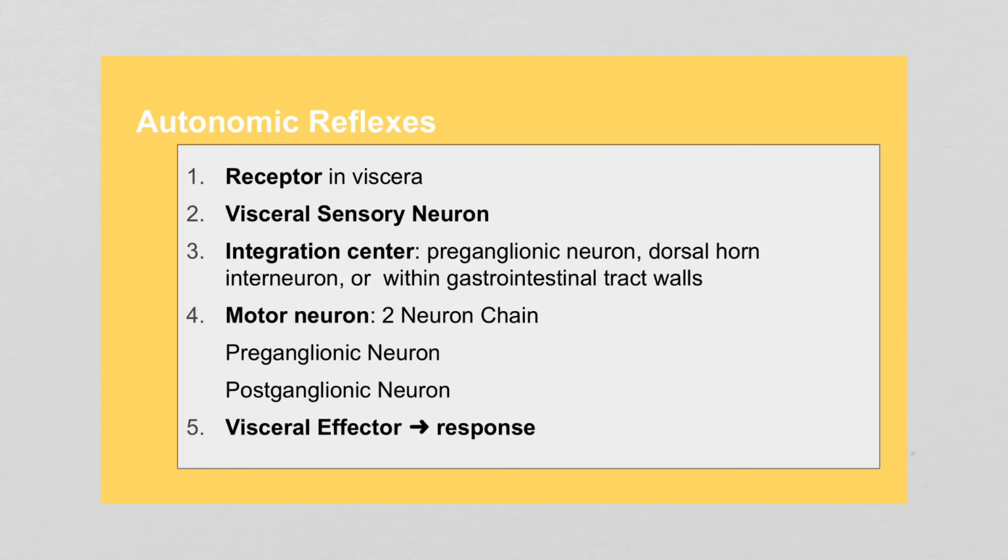It's going to send information or a command down a motor neuron. That's, again, that two-neuron chain with a preganglionic neuron and a postganglionic neuron. The postganglionic neuron is going to send a command to a visceral organ of some sort, and it's going to result in that autonomic nervous system response.